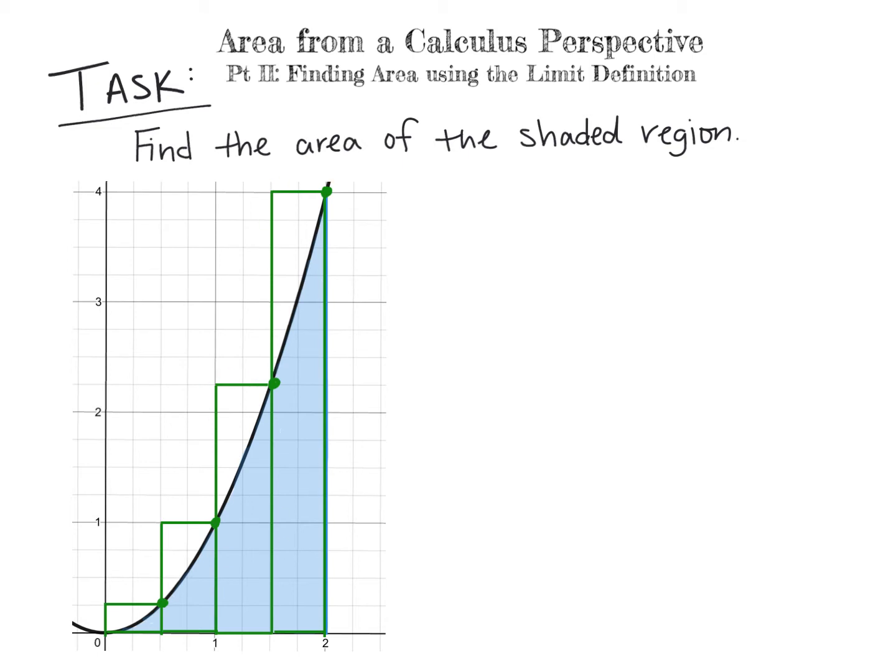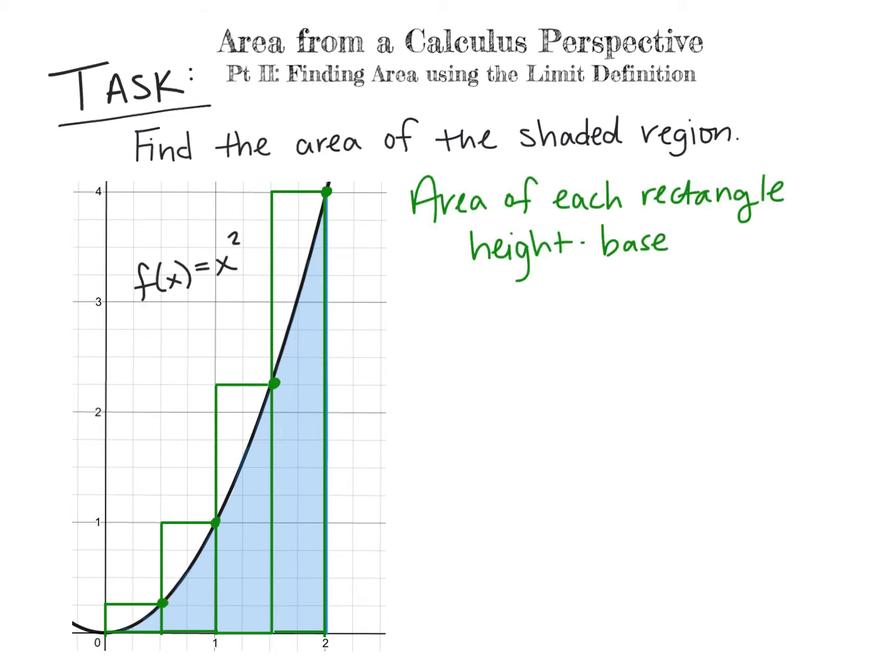I could have drawn any amount of rectangles, starting at the right, where the top right point of the rectangle is on our curve f of x equals x squared. Now, if we found the area of these 4 rectangles, we would clearly see that it would be an overestimate of the area under the curve.